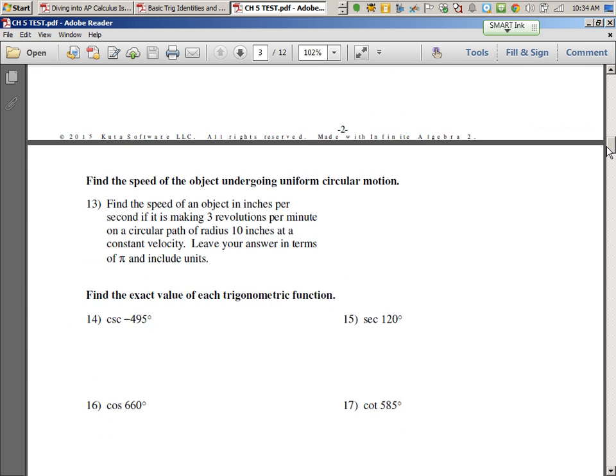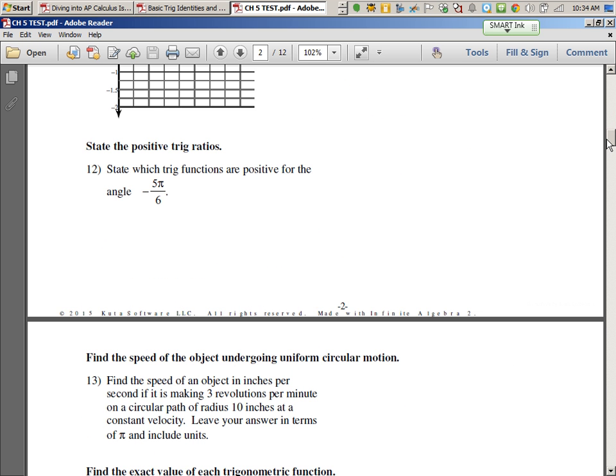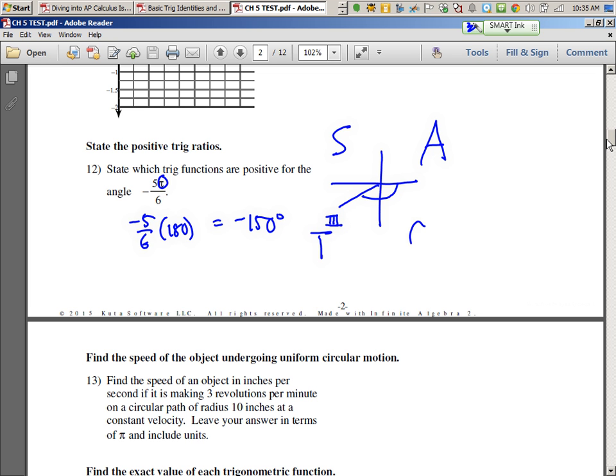But this happens again. See, you've got a negative angle, and you can just think of that pi as 180. What is negative 5/6 of 180? Well, that's just negative 150, see? So if you sketch it carefully, you realize you're actually in quadrant 3. And all students take calculus will tell you which trig functions are positive. So it's tangent that's positive, because we're in quadrant 3.